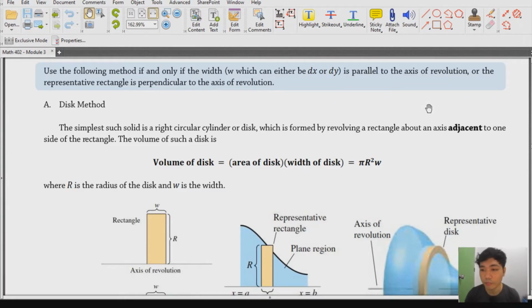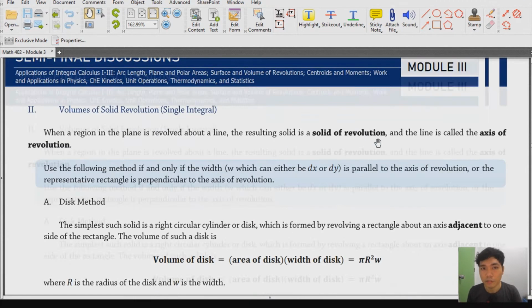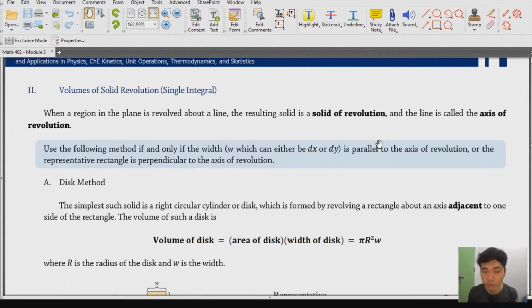Okay, so now that we have finished discussing all about areas, kung paano kinukuha yung area between two curves, let's move forward naman dun sa ating tinatawag na volume of solid revolution or the single integral. Kasi on the preceding sections, you will be learning some double or multiple integrals. But for this case kasi, we're only dealing with the single integrals, and that's the volume of solid revolution.